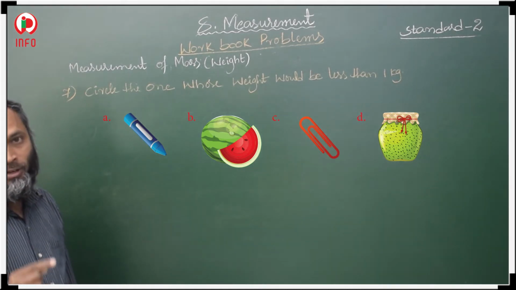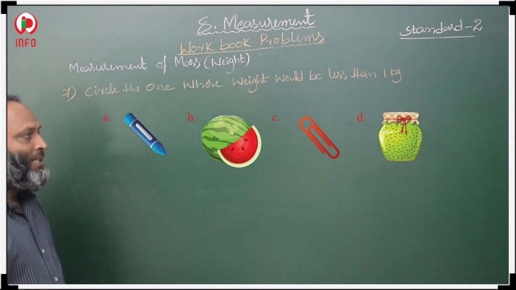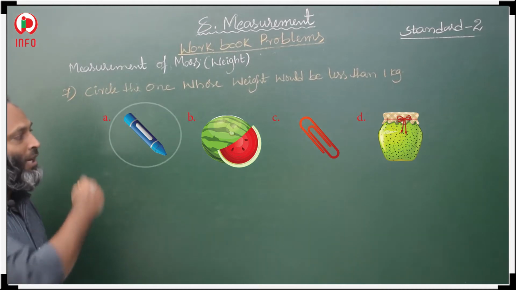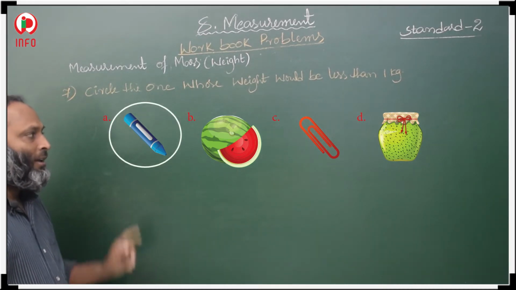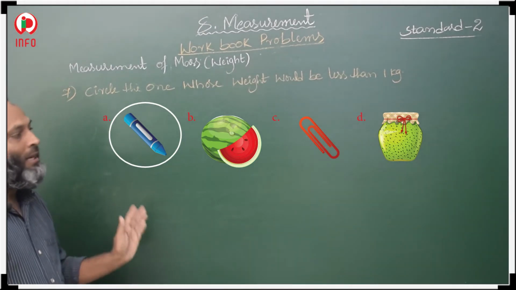We know 1000 grams means the pen weight is less than 1 kg. So circle this pen. Circle A1. Then the second one, watermelon. Obviously the watermelon weight is more than 1 kg, so don't circle that one.